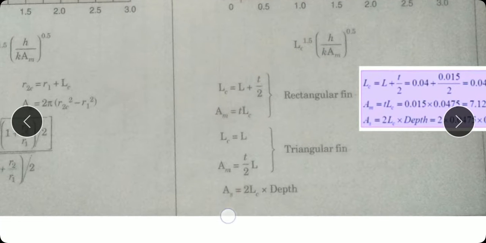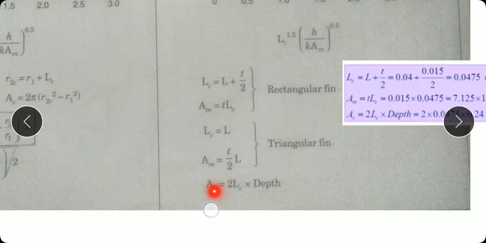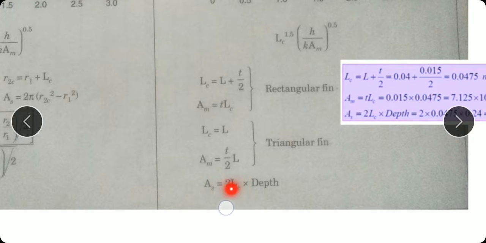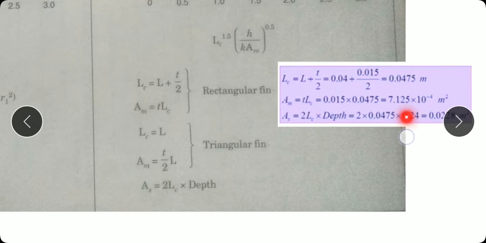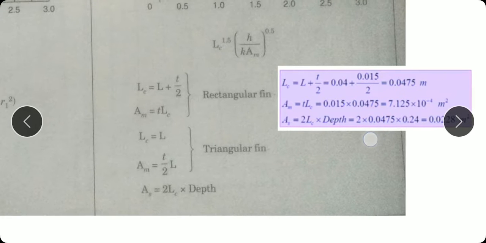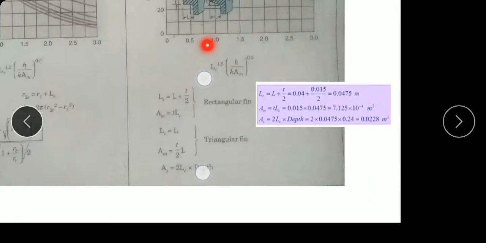Similarly, you have to find the surface area. So surface area is twice the characteristic length, that is L suffix C, into depth. Here depth refers to the total width of the fin. So total width, that is the fin is covering the whole length of the motor. So this is the depth, or we call it as a width, that is 0.24, and LC is the characteristic length and depth is the given width of the fin.